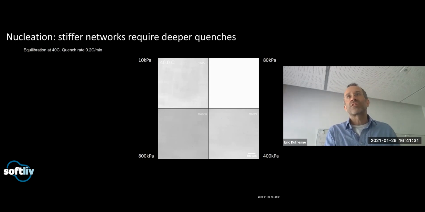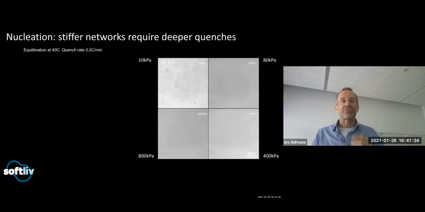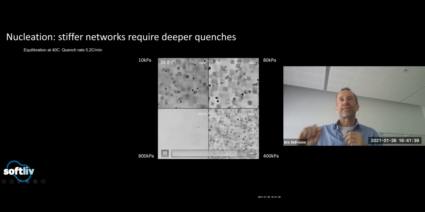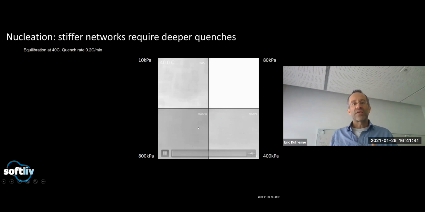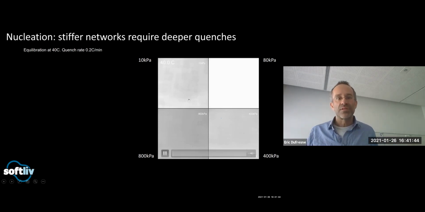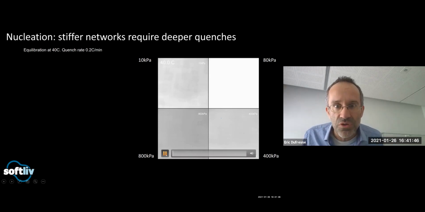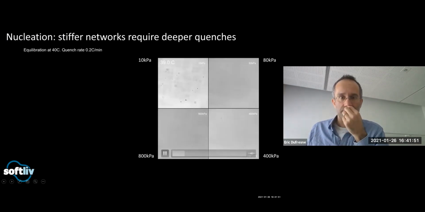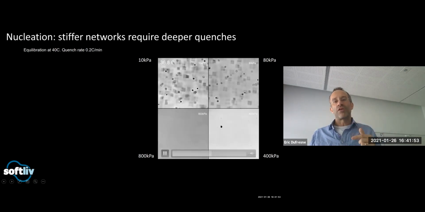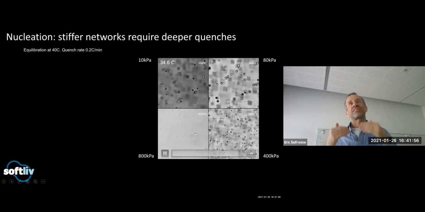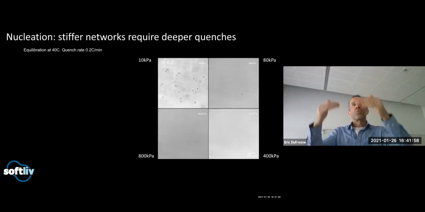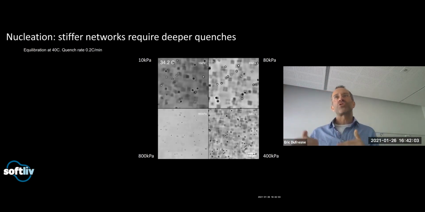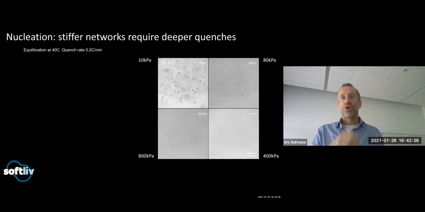And so this is what our data looks like. This is what the nucleation process looks like at different stiffnesses. We've got 4 different samples here. They're increasing in stiffness in the counterclockwise direction. And you can see that the soft samples will start nucleating and growing at relatively small amounts of undercooling. But as we get stiffer and stiffer networks, we have to cool the system more and more below the temperature where we equilibrated it with the fluid, okay?